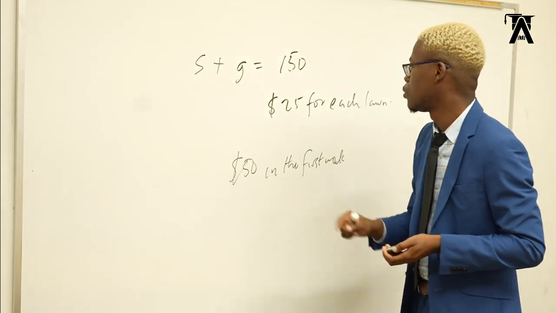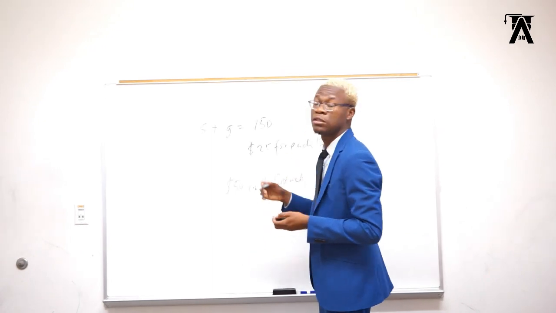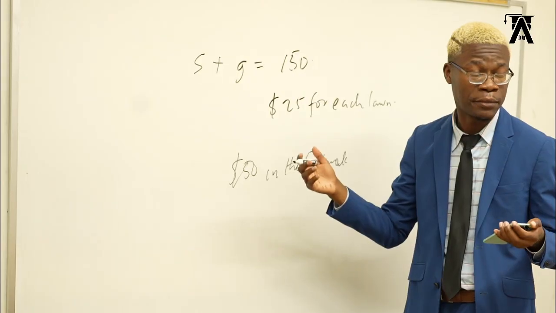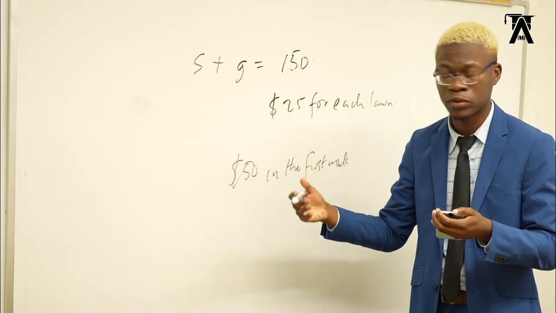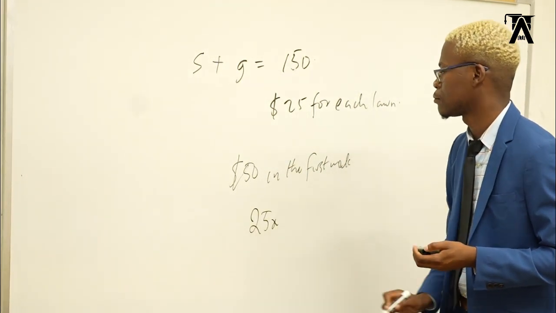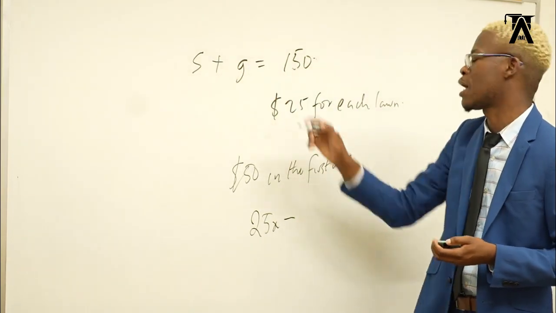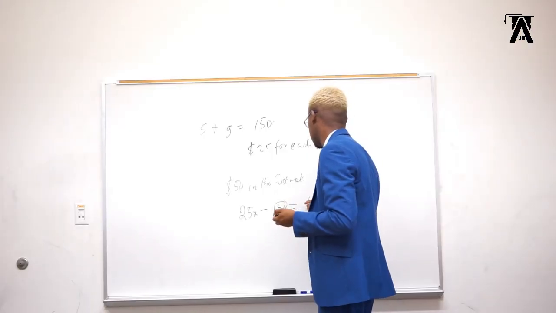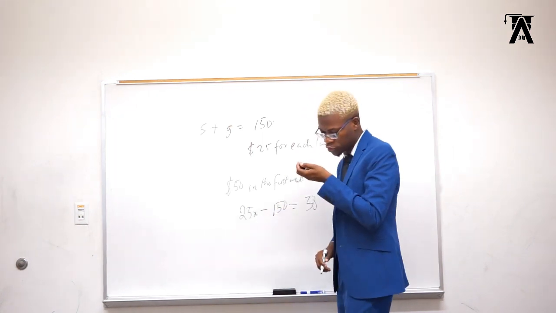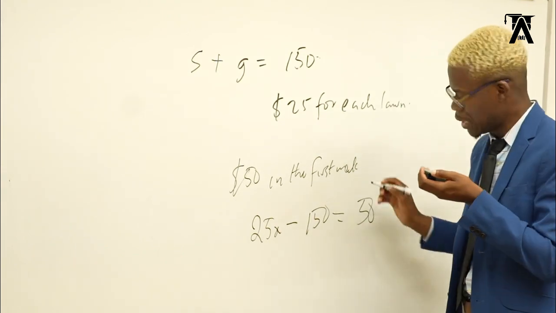first week? Now she charges $25 for each lawn she mows, right? So if she did x number of lawns, so the total will be what? 25 times x. Then removing the cost of supplies and gas, which is 150, equals $50. This is the equation that represents the question, which is option A.